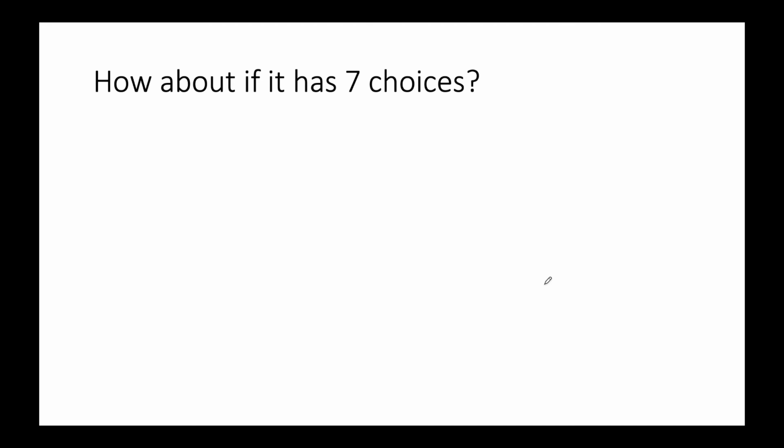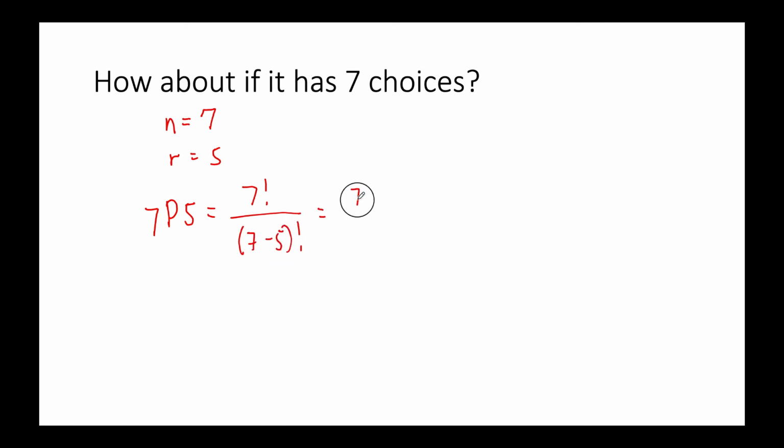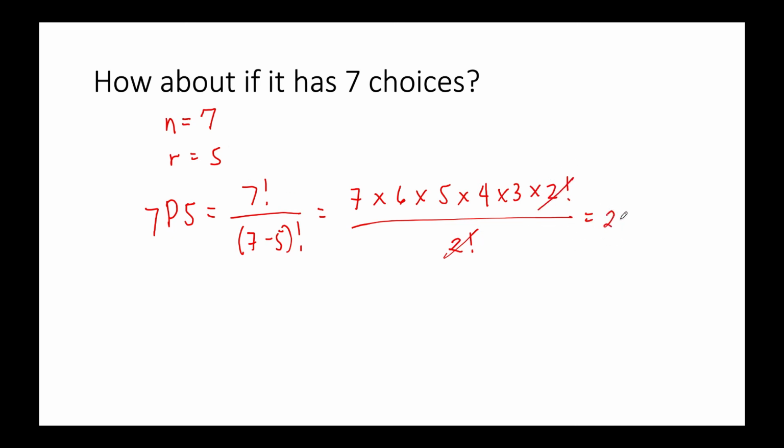How about if it has 7 choices? So if it has 7 choices, n becomes 7, r is still equal to 5. So that's 7 taken 5, which is equal to 7 factorial all over 7 minus 5 factorial. So that would be 7 times 6 times 5 times 4 times 3 times 2 factorial all over 2 factorial. So cancel. So that would be equal to 2,520 ways.